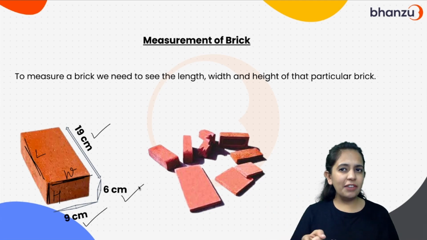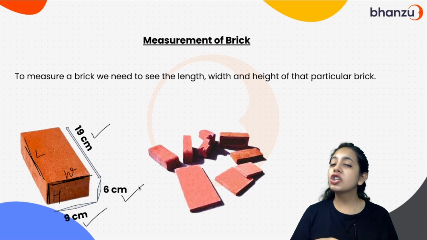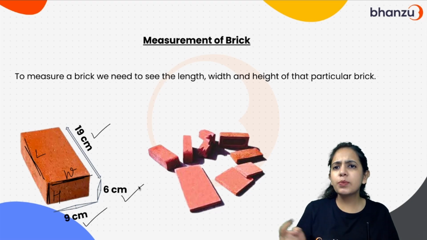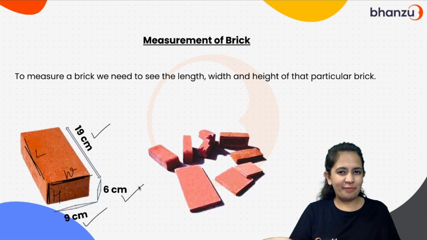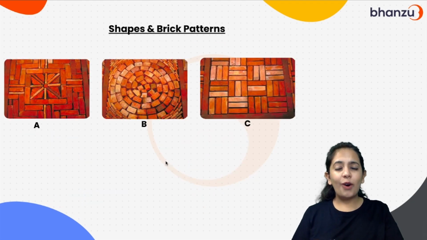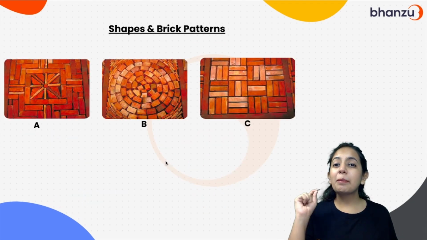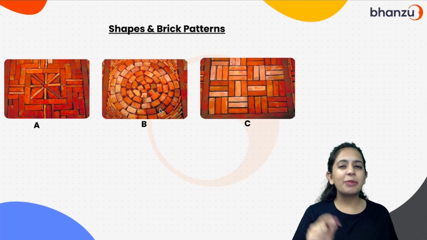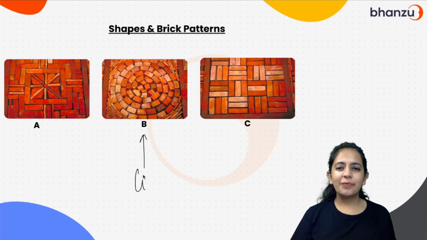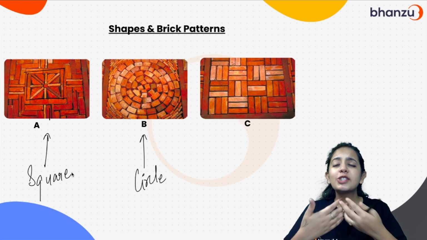Likewise, the next time when you go to play and you see a brick, do not forget to measure it. Measure it with the scale or maybe with the inch tapes. Alright, now let's move on and answer the question that I asked you in the beginning. What shapes can you see in these brick patterns? In the second part, it's circular, isn't it? Yes. In the first part, we can see square. Right? And so we can say it's a combination of different shapes.